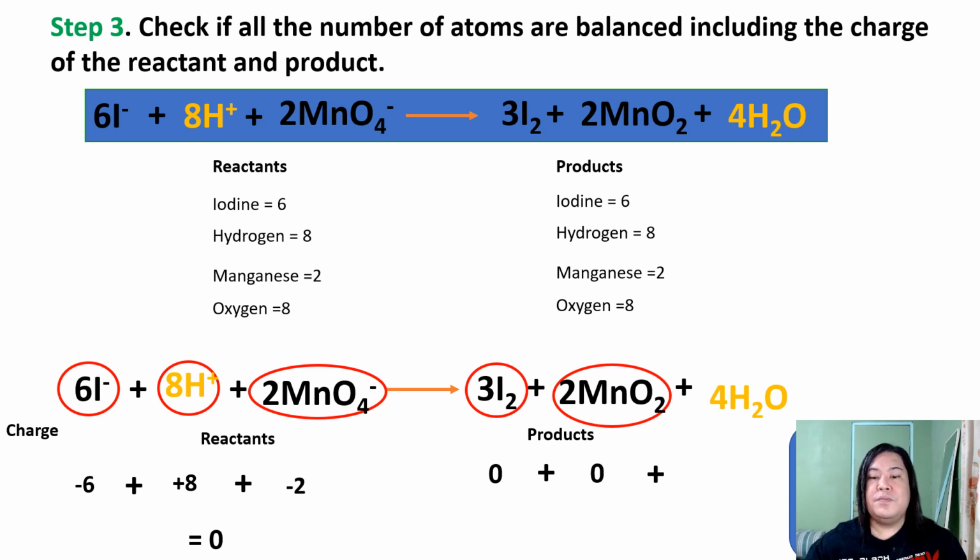Pagdating doon sa dulo, 4 times 0 is also 0. So the charge of your product is 0. So therefore, your balanced equation is correct kasi na-balance nyo yung mass as well as the charge of this redox reaction.